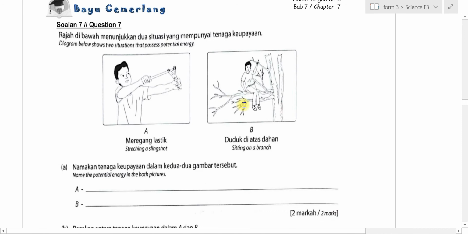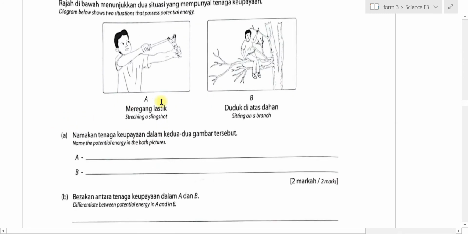Okay, next question number 7. Any question please ask me. Okay, question number 7. Hold on. Okay, name the potential energy in both pictures. Okay, they already tell both are potential, but we need to tell what kind of potential energy they are illustrating.